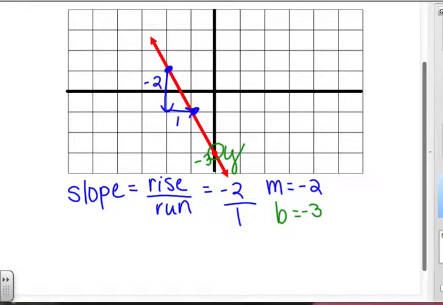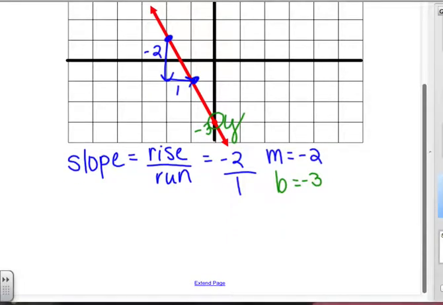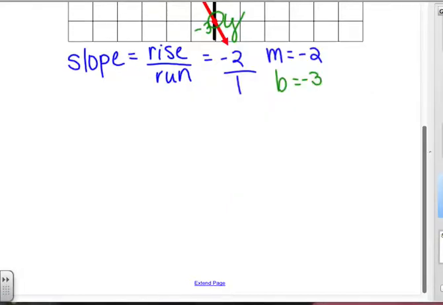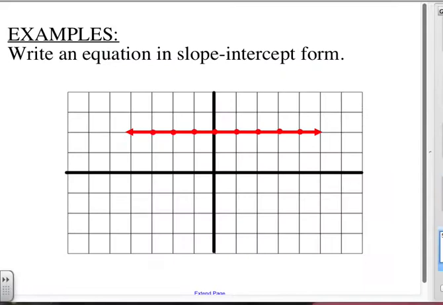So I calculated my m, I identified the b. Now I'm going to plug it in. y equals -2x, there's your slope, and then -3 because that's your y-intercept. Awesome. One more. Look at this guy.